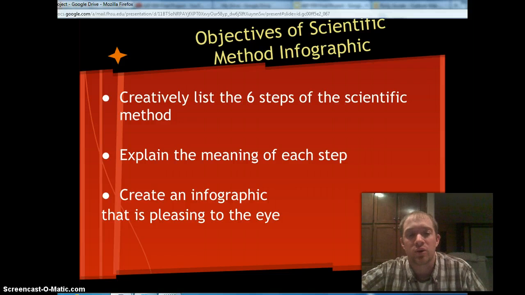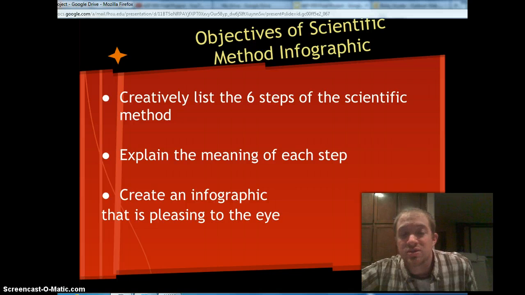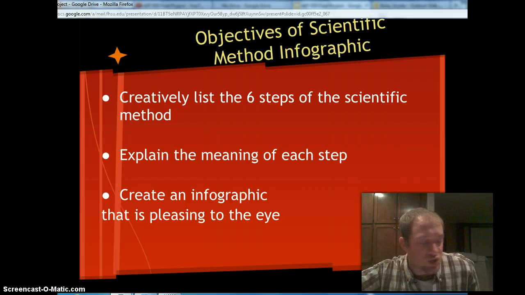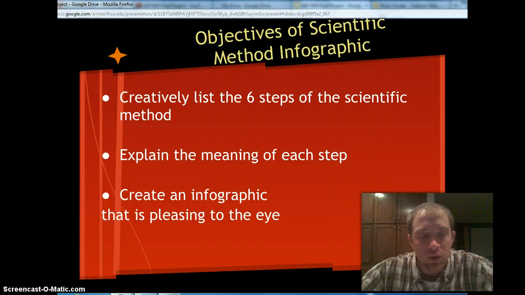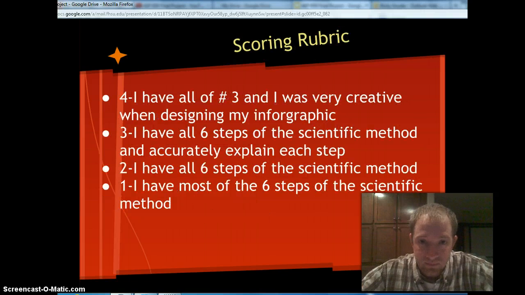It's also important to create an infographic that is very pleasing to the eye. We've already talked about this, but if it's jumbled and hard to read, people aren't going to take the time to read it. It's a different way for you to gain the information and really understand it fully, rather than just being able to reiterate those 6 steps. If you can explain them to people and get other people to understand what they are, then you yourself are going to understand the whole concept of the scientific method.